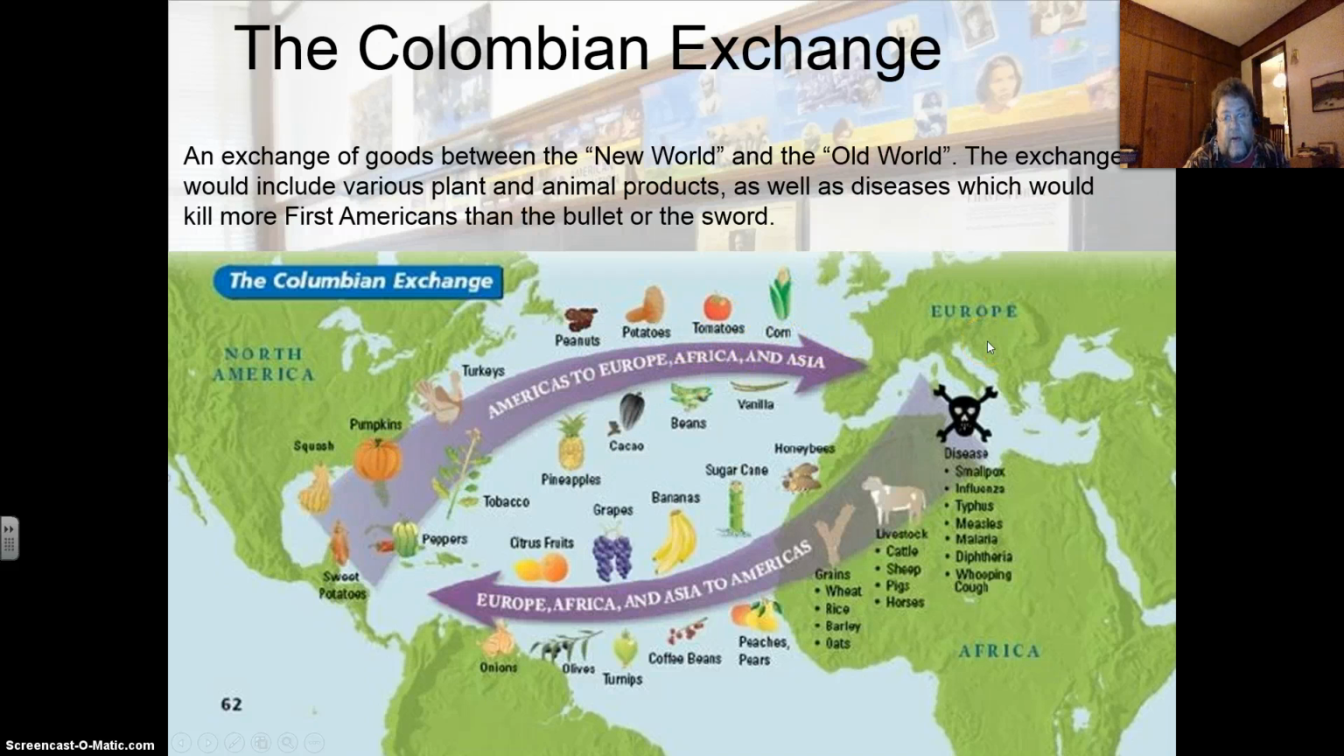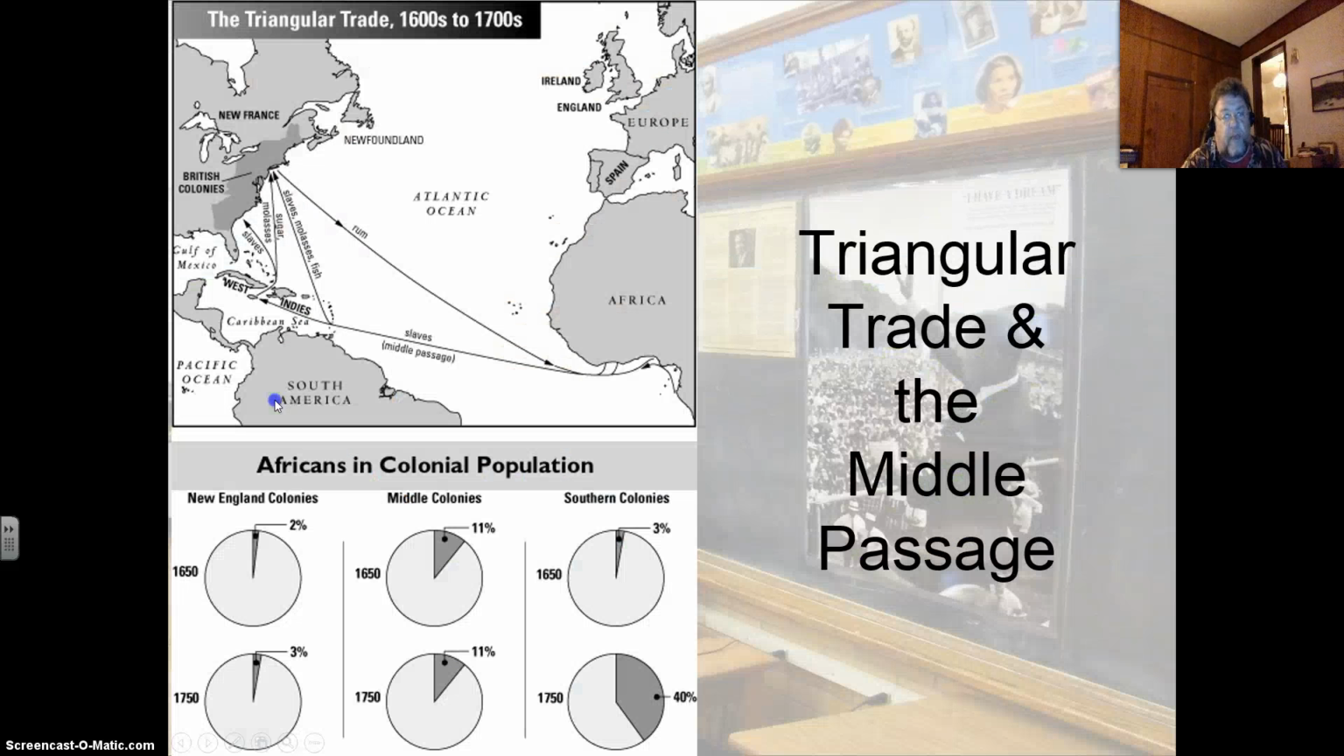All that would be transported and desired in the Old World, and of course we get everything from diseases to various livestock, which include cattle, sheep, pigs, and horses, various grains, the coffee bean, olives, etc. So all these products come from the Old World and go to the New World.